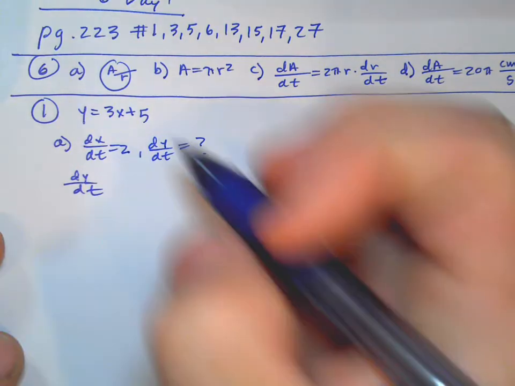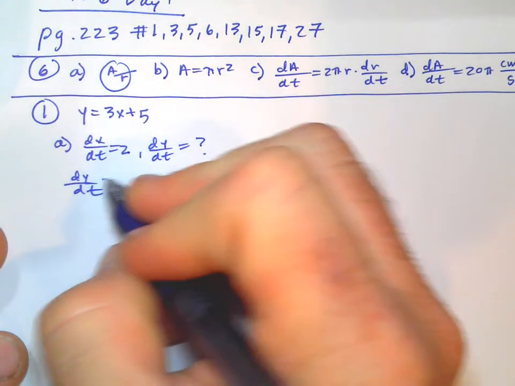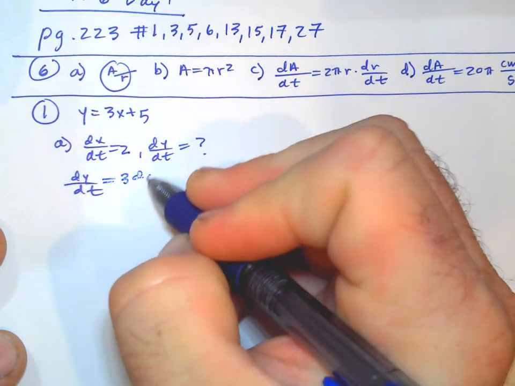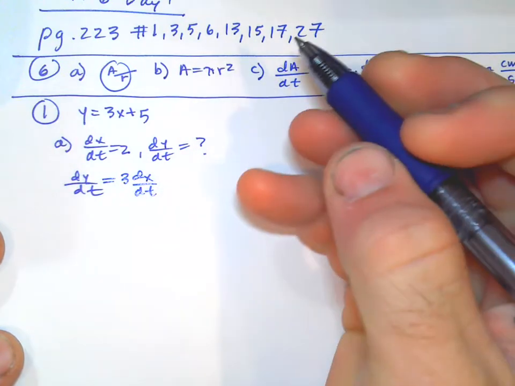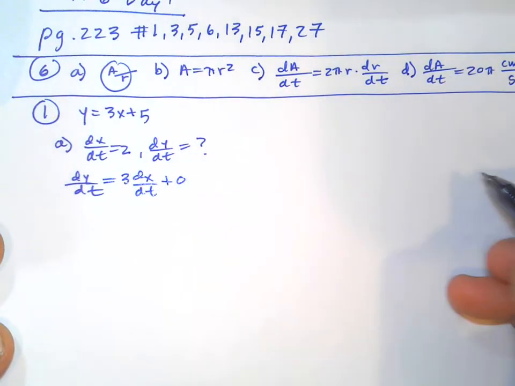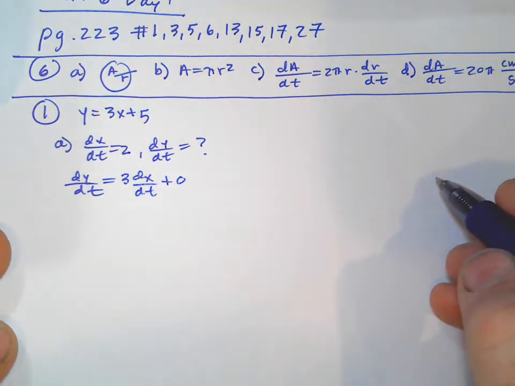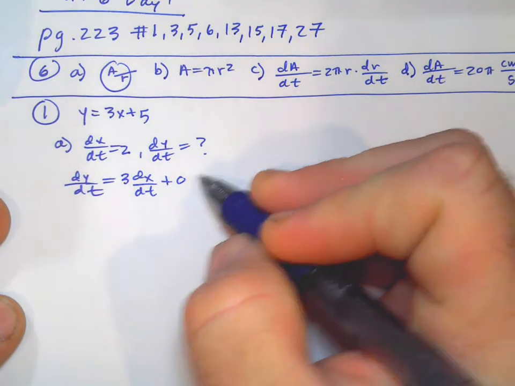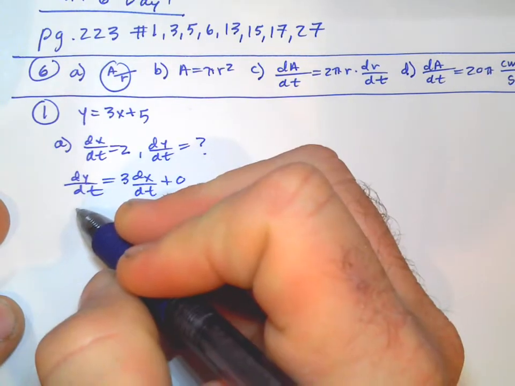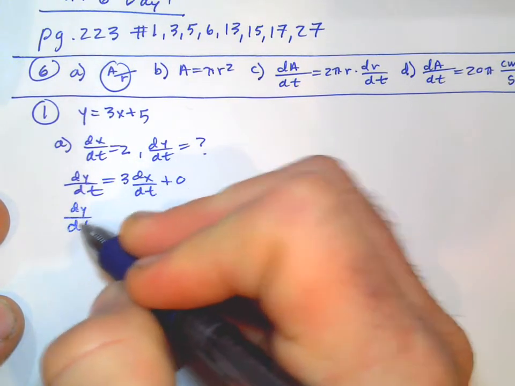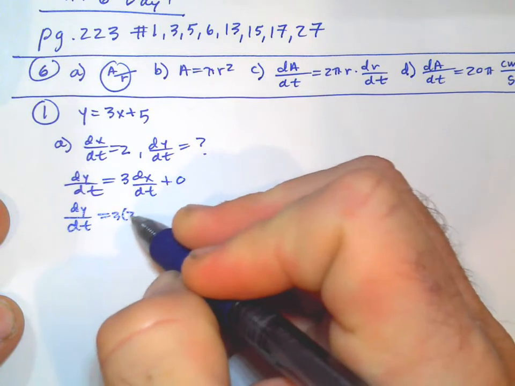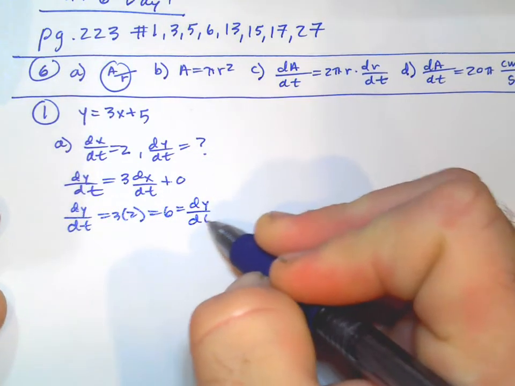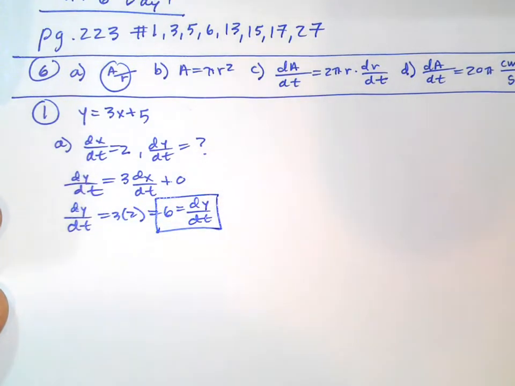So we take the derivative of this with respect to time implicitly. The derivative of y with respect to t is dy/dt, and 3 dx/dt. The derivative of 5 is 0, so there should be no extra term there. You don't have to write it. So in this case, if we plug dx/dt in, we were told it was 2, we get 6. So that's our answer. That's part A.